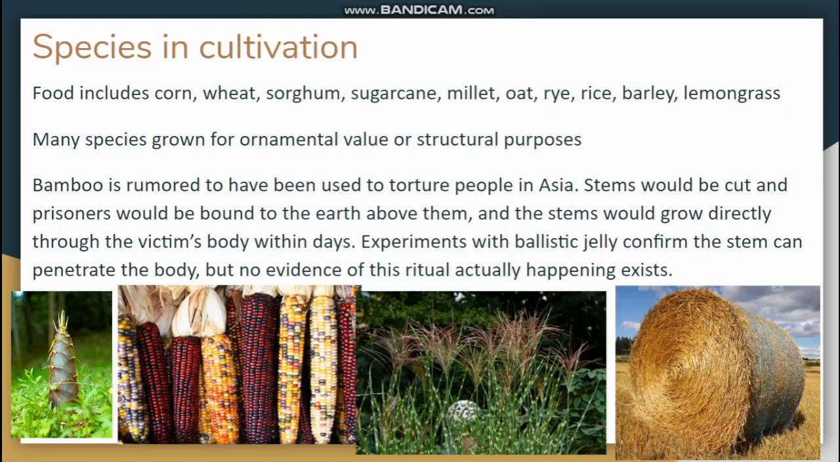Now, they did experiments on Mythbusters, and I think in an actual lab, where they used ballistic jelly, which, if people don't know what ballistic jelly is, it's a material that has the same consistency as the human body. So if something can puncture the ballistic jelly, it can puncture the human body. That's basically the purpose of ballistic jelly. This is a possible thing to do. However, they don't know if this was actually done.